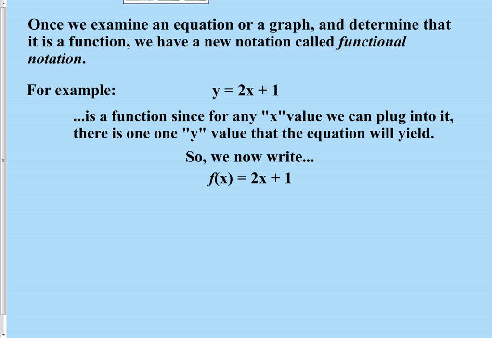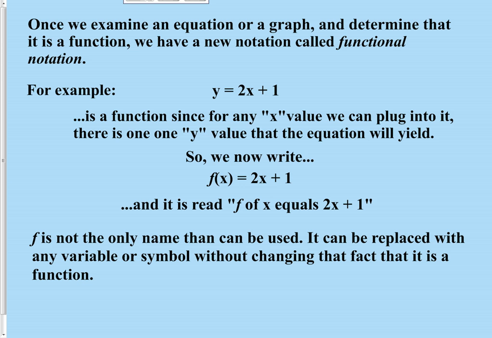Once we have determined that, we no longer write y equals 2x plus 1, we write f of x equals 2x plus 1. Seems like a very slight thing to do, and people may question whether it's really that important. It's just one of those things that is done, so now you know what it actually means when you see it. It is read f of x equals 2x plus 1. Of course, f is not the only name that could be used. It could be g of x, h of x, k of x, things like that. So it can be replaced with any variable or symbol without changing the fact that this is a function.